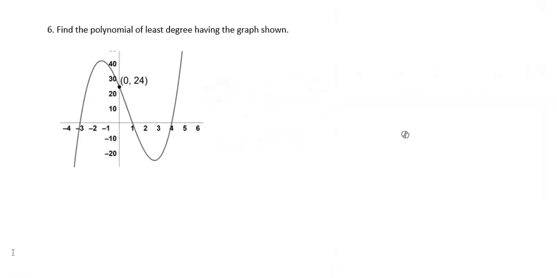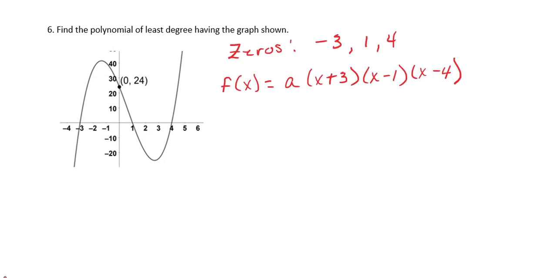In this problem, I'm asked to write the equation of the graph. I'm going to start off by finding my zeros and my factors in order to get the general form of the function. So there's the general form of the equation.